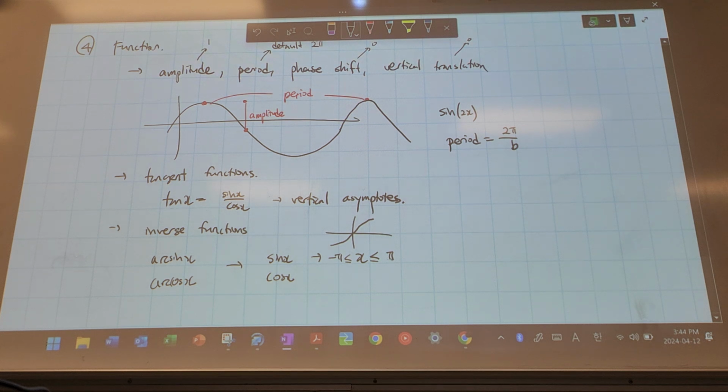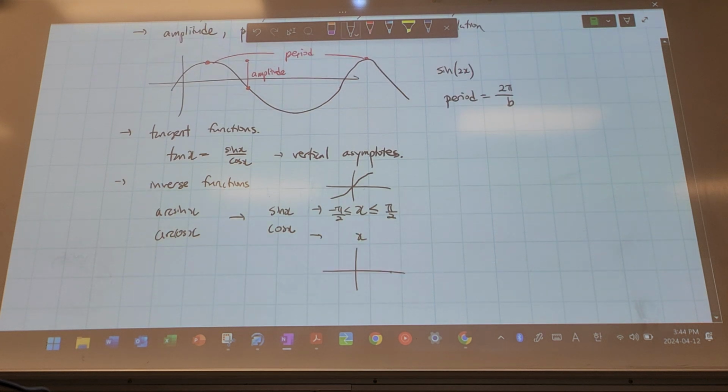I think it should be pi over 2, right? Yeah, negative pi over 2 and pi over 2. For the cosine of x, the limitation is kind of weird, because we have the shape going like this, then the limit of the domain is from 0 to pi. Oh, it's easy to remember, okay.